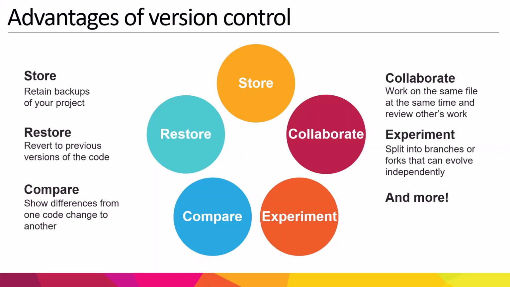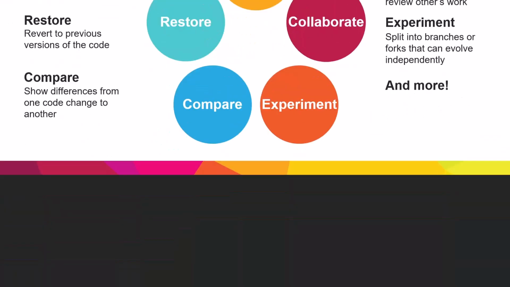You can experiment, which means you can clone and fork the project where you can mess up and experiment all you want without worrying about impacting other people's work. Okay, so Git is awesome, right? Well, let's talk a little bit more about how Git actually works.